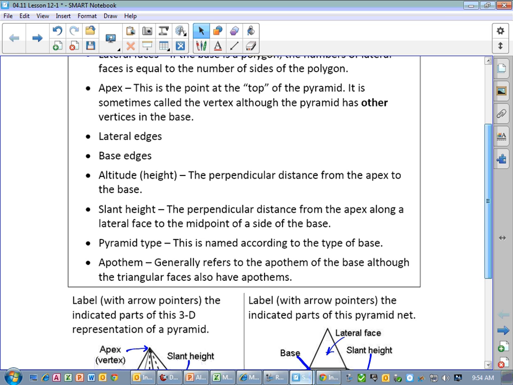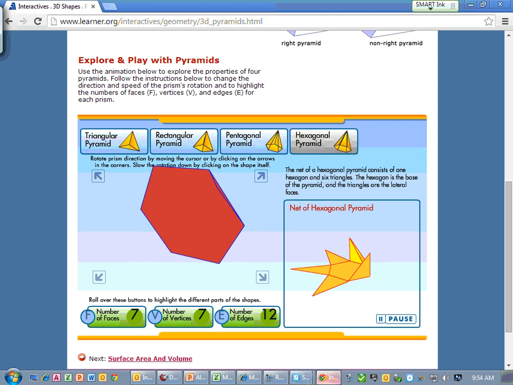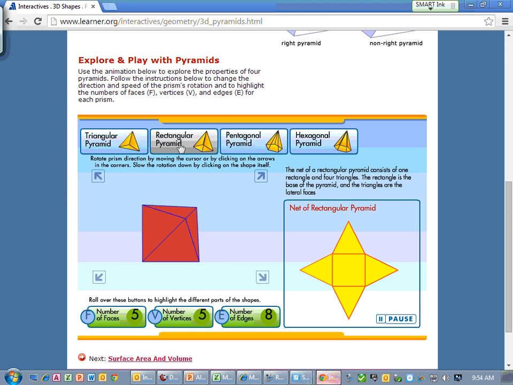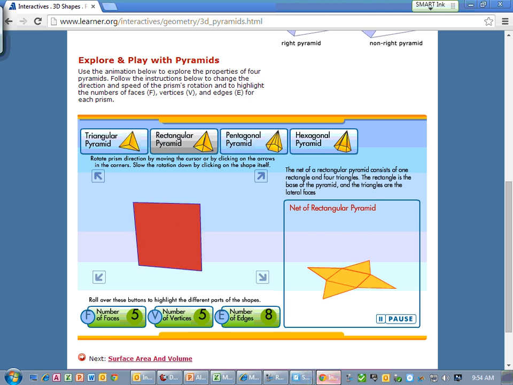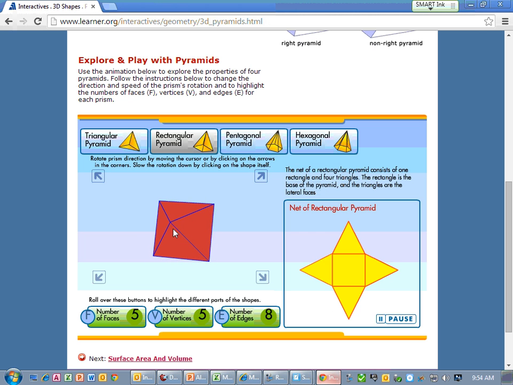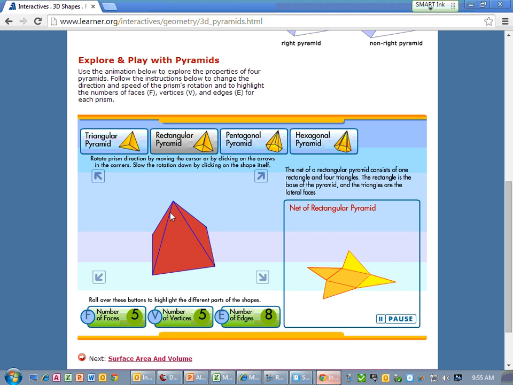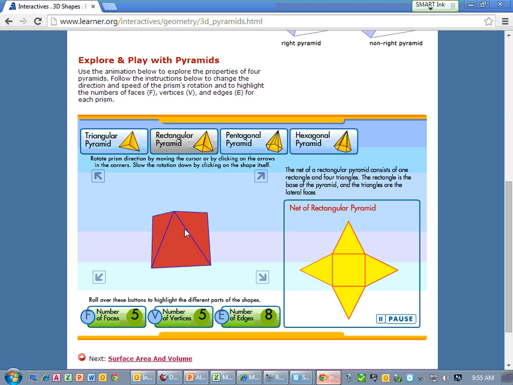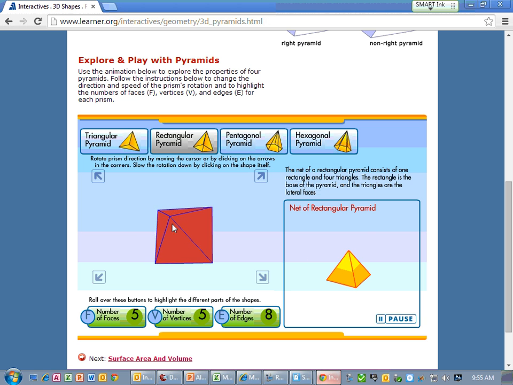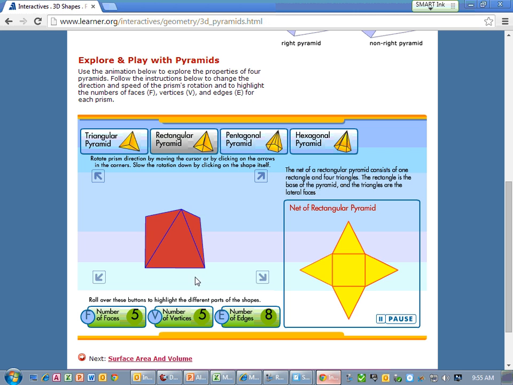So if I go back to my animation here, and I slow this down so I can talk about it. The height of the pyramid, we can't really see. If it's a solid pyramid, we can't see it. It would be the distance from the apex straight down to the base. Again, we can't see it. There's an imaginary line in there. The slant height we can see. That's the distance from the apex along one of the slanted sides to the bottom. Okay. So the slant height we can see, the height if it's a solid pyramid we can't see.